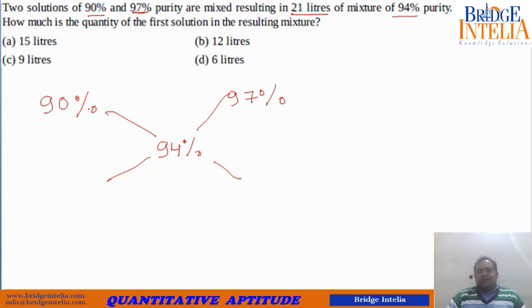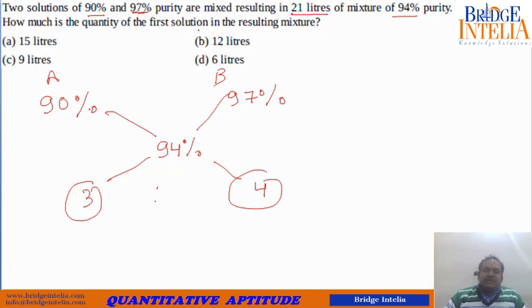So the difference of 90 and 94, 4. Difference of 97 and 94, 3. So this is the ratio in which you are going to mix them. Ratio of 3:4. What is the final volume?